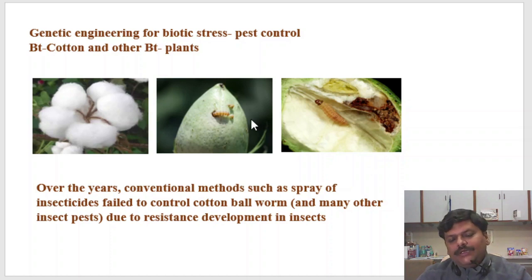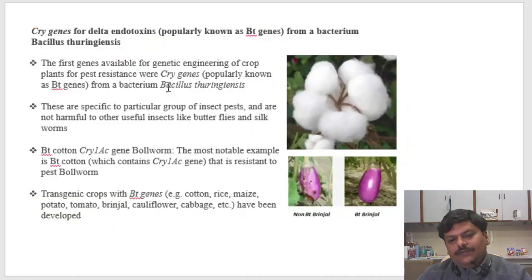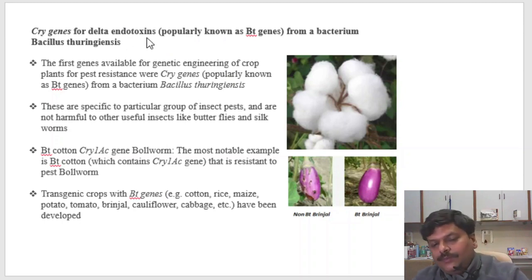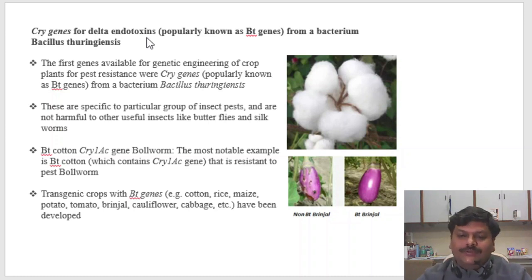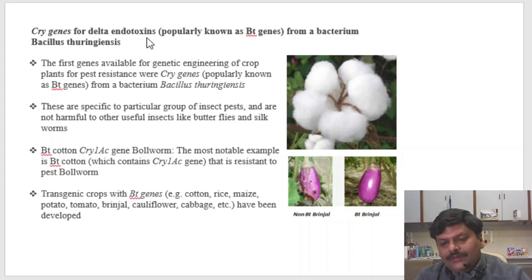So scientists developed a method where they identified certain genes in a bacterium. The bacterium is Bacillus thuringiensis, which is again a soil bacterium, and this bacterium has a group of genes popularly called cry genes, and these cry genes code for proteins called delta endotoxins. These delta endotoxins have been used for spraying plants as an insecticide, and if any insect eats a plant part which is sprayed with delta endotoxin, it dies.